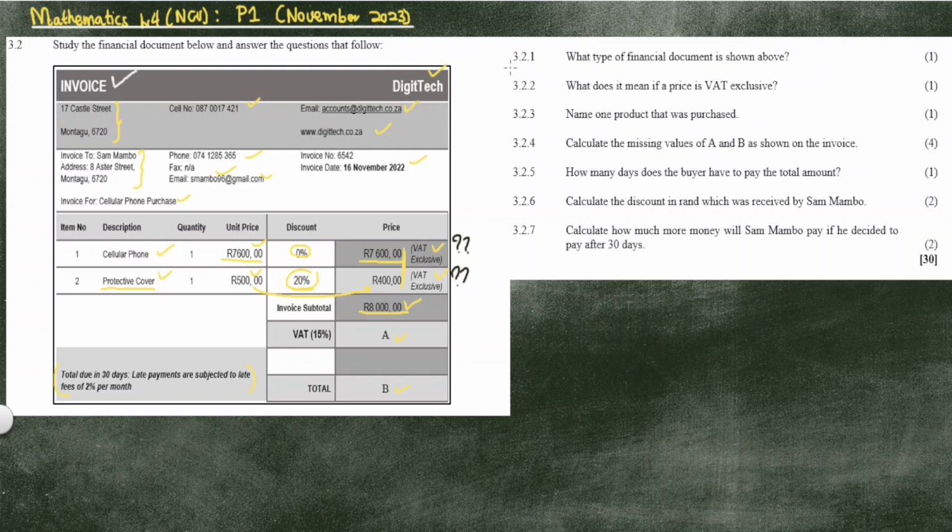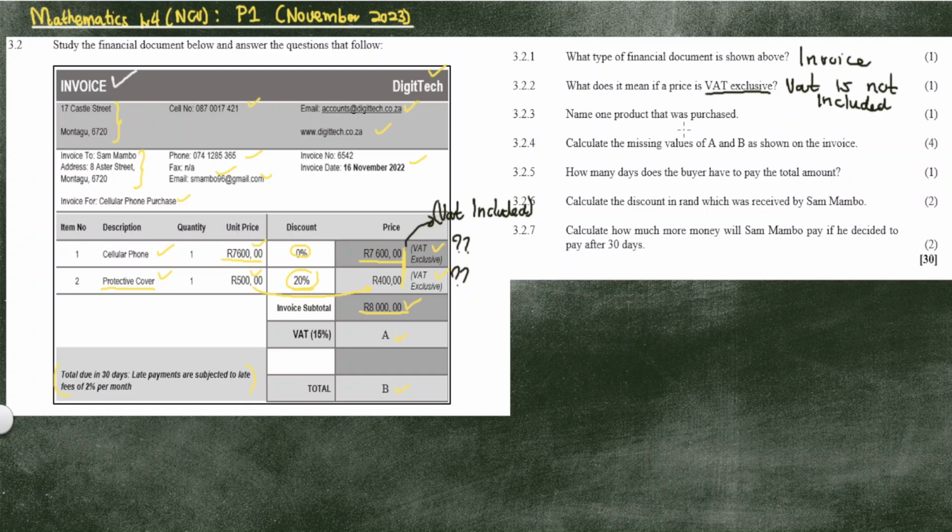Okay, so 3.2.1, what type of financial document is shown above? Invoice. It's the invoice document. What does it mean if a price is VAT exclusive? It means that VAT is not included. VAT exclusive, that's what it means. If VAT is included, it would say VAT included. It would mean that VAT is included.